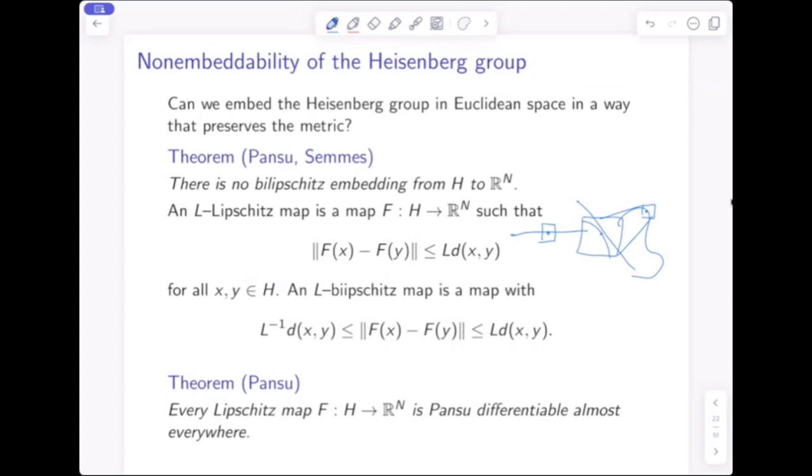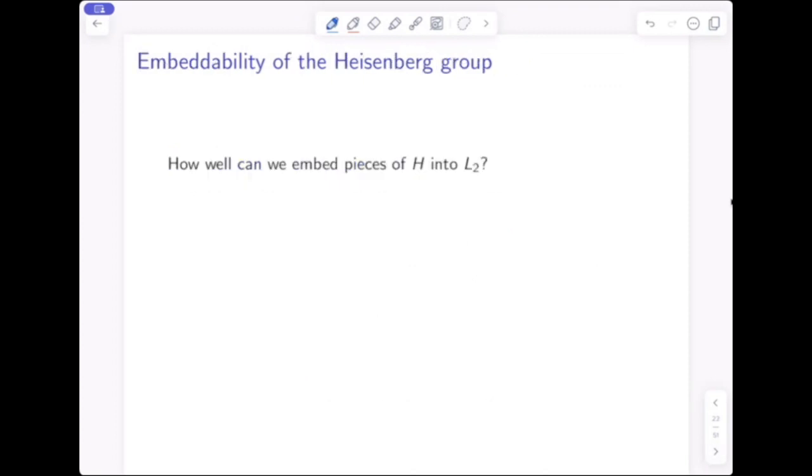Okay. So we can't embed the Heisenberg group into Rn by a bi-Lipschitz map. The noncommutativity of the Heisenberg group makes it impossible. What can we do instead? Well, one question we can ask is, instead of trying to embed the entire Heisenberg group, what if we just wanted to embed a piece of the Heisenberg group?